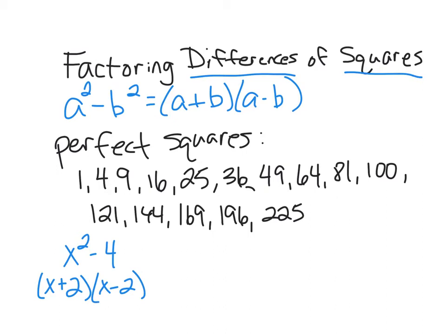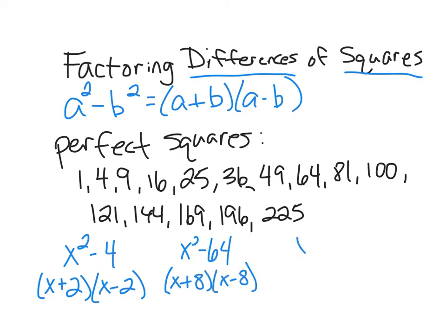All right, another example would be x squared minus 64. So, is 64 one of those perfect square numbers? Then it looks like this will factor as the difference of squares. What is the square root of 64? It's 8. So that's the number we're going to put in there in our factors, in our parentheses. So this will be x plus 8 times x minus 8.